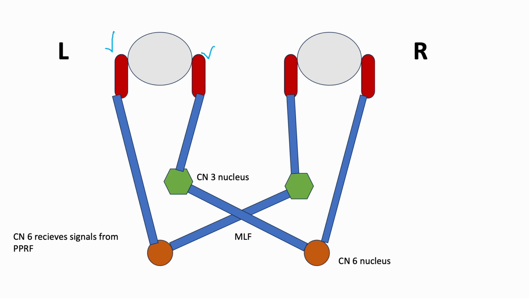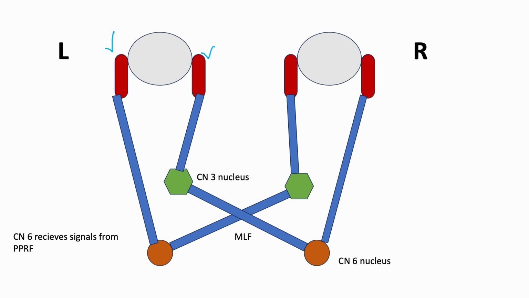And then the medial longitudinal fasciculus links the cranial nerve 6 also to the cranial nerve 3. Now, why is this important? This is important because, let's say this is a normally functioning pathway. MLF is functioning. All the pathways are functional. This is a normal human's brain.